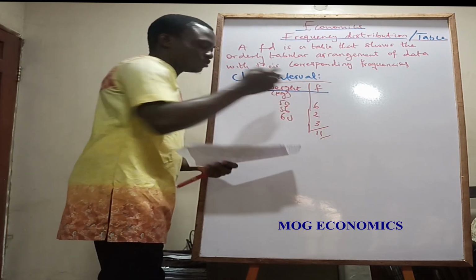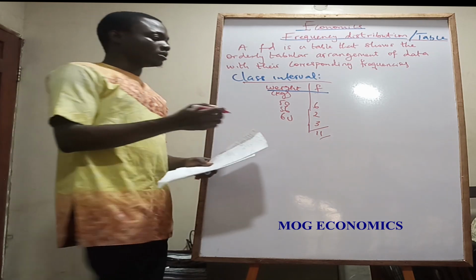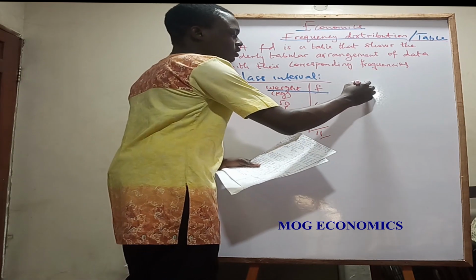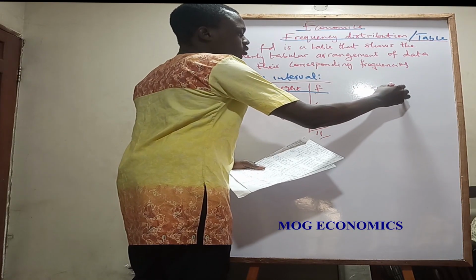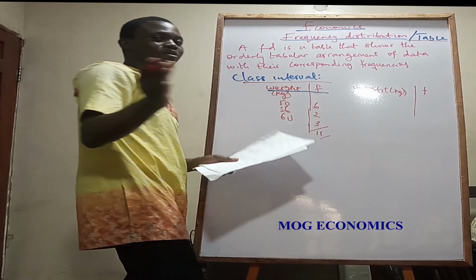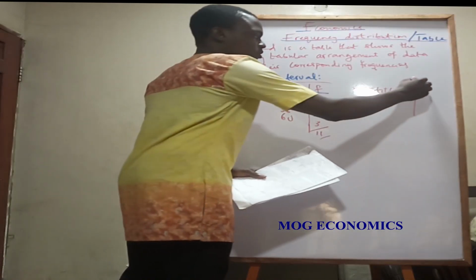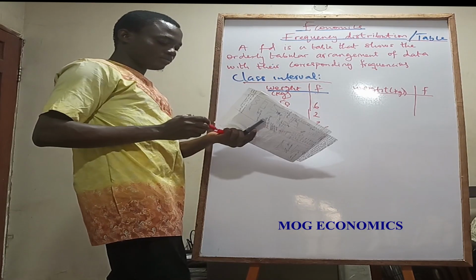What we've done here is what we call a frequency distribution. But the data is ungrouped. Let me give you an example of grouped data. Now for grouped data, it's still the same weight. You use grouped data when your data set is large, so you just classify some things together. That's what grouped data is talking about. Let me just write F there.